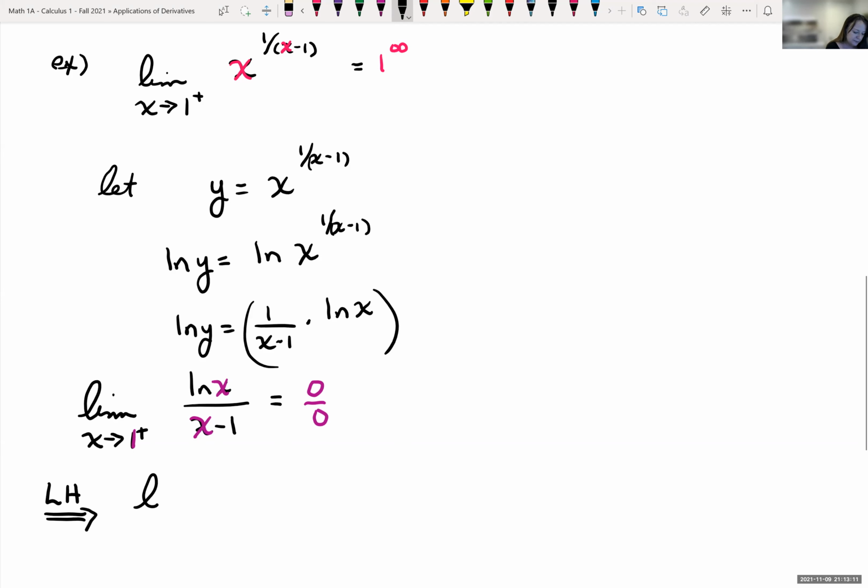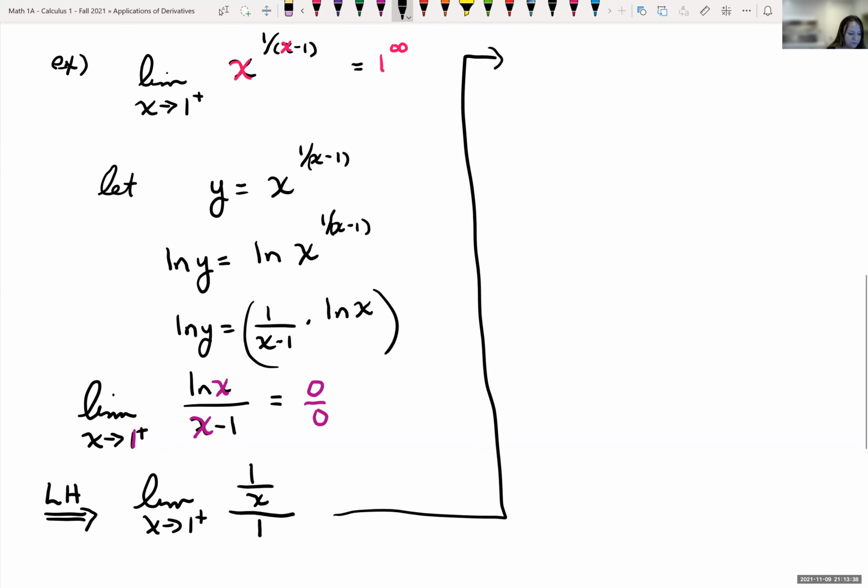And so we have the limit as x is approaching 1 on the right, taking the derivative of natural log of x, that's 1 over x, divided by the derivative of our denominator, x minus 1, that's just 1. So technically, I'm just looking at the limit as x approaches 1 on the right of 1 over x. And so as we do direct substitution, we see that this is 1. The thing is that this is not what we started out with.